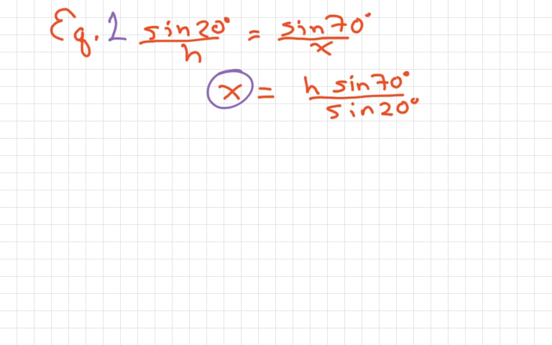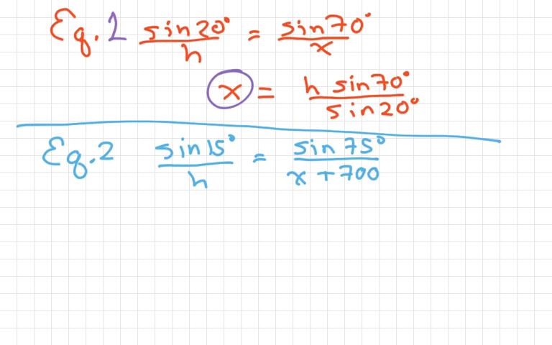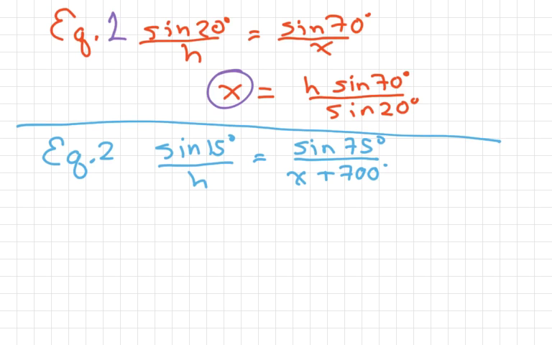So that's equation 1. Now equation 2, we're going to do the same thing. We're just solving for x. So we have sine of 15 over h equals sine of 75 over x plus 700. Again, that's just from the two triangles that I drew here. Now, solve for x. So we're going to get x equals h, we cross multiply, sine of 75 over sine of 15 degrees.